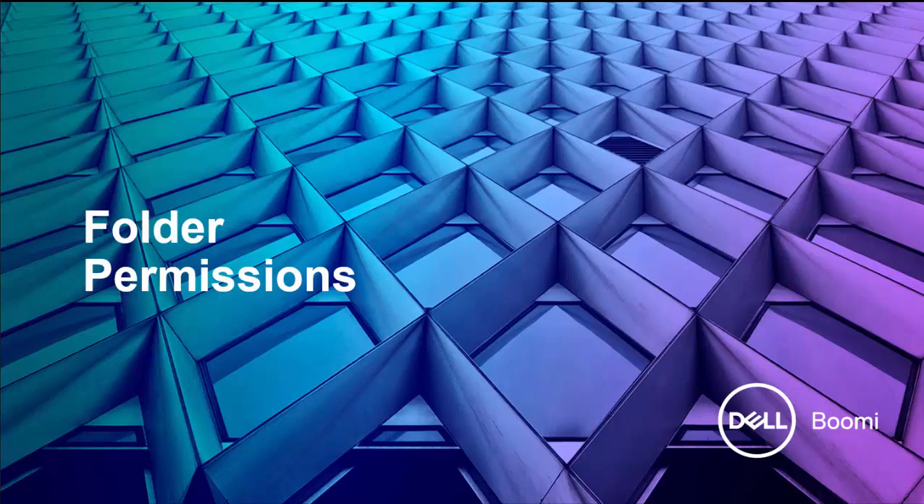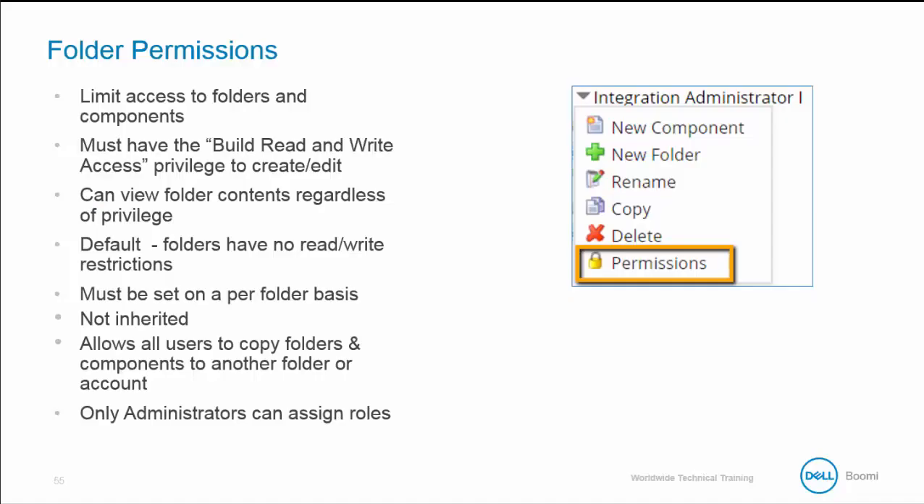Our final topic in the setup section is folder permissions. Folder permissions limit access to folders and components on the Build tab. They allow production administrators the ability to assign and remove user roles from the selected folders. Users assigned to these roles have write access to the folder and its components.